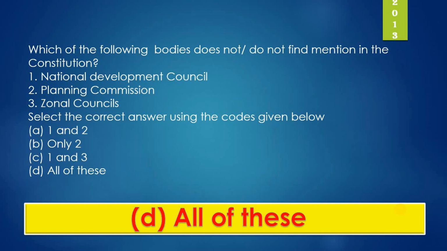The Planning Commission and the National Development Council are not even statutory bodies, and were set up by executive orders in 1950 and 1952 respectively. And as far as the Zonal Councils are concerned, these are statutory bodies and were set up under the States Reorganisation Act in the year 1956. So none of these is a constitutional body.